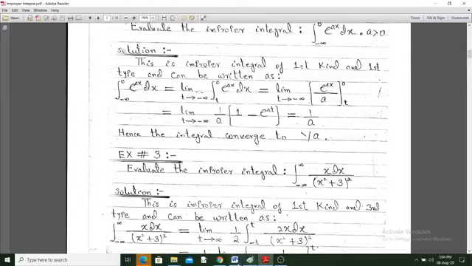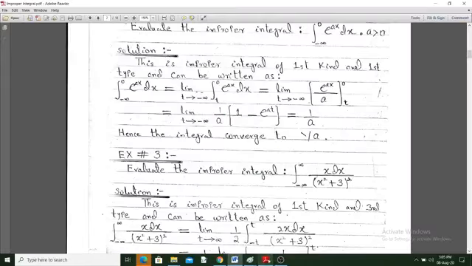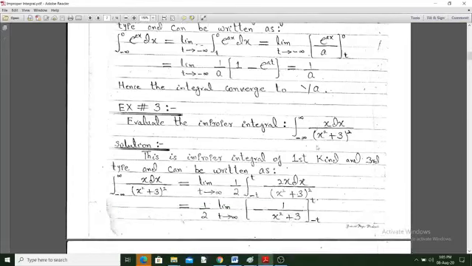Remember, e power minus infinity is 0. Why? Because e power minus infinity means 1 over e power positive infinity, and e power positive infinity is equal to infinity, and 1 over infinity is 0. So e power minus infinity is 0, using this fact here, and remember a is greater than 0. So this term is 0, this term is 0, and we get the answer 1 over a. Hence the given integral is convergent, and convergent to 1 over a.